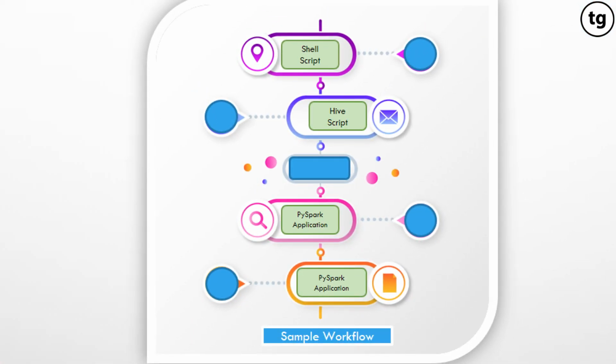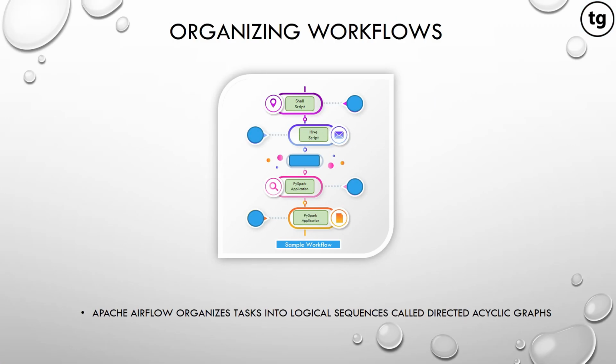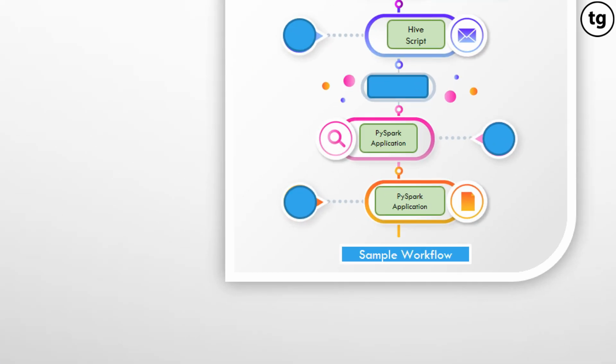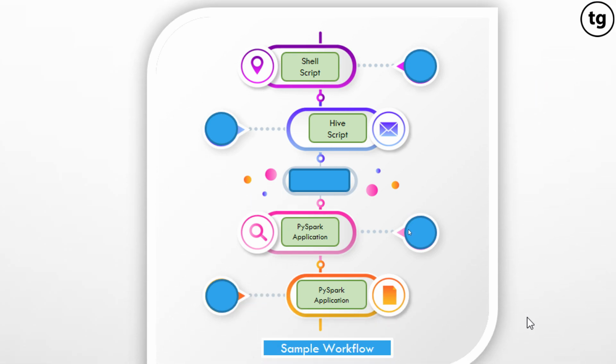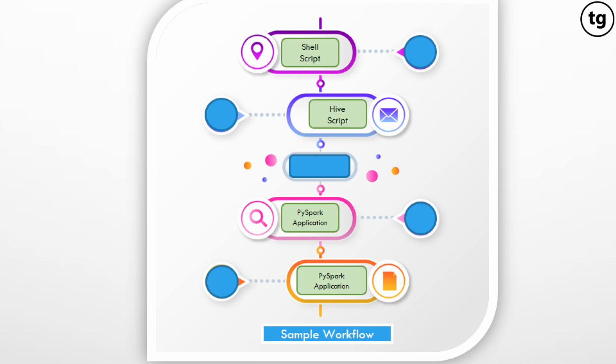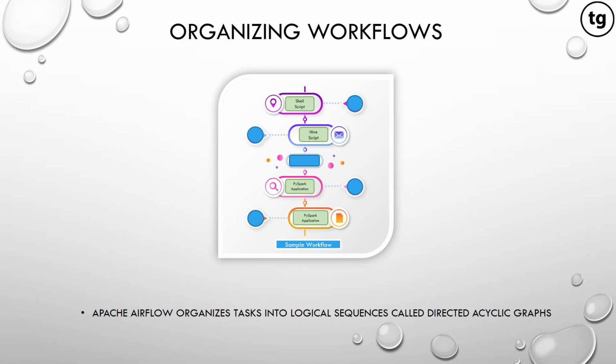The very first feature of Apache Airflow is organizing workflows. Think of Airflow as a traffic controller for your tasks. It arranges them in a logical order called Directed Acyclic Graph or DAGs, ensuring everything flows smoothly from one task to another. One of Airflow's standout features is its ability to define, schedule, and manage workflows as directed acyclic graphs. These DAGs represent the sequence of tasks and their dependencies, allowing for flexible workflow design.